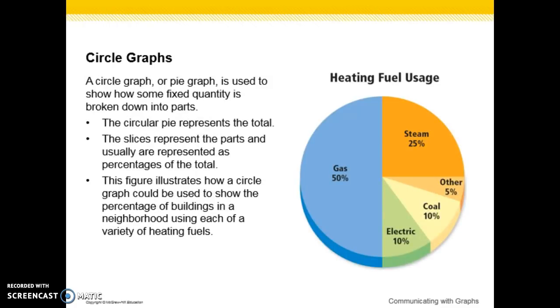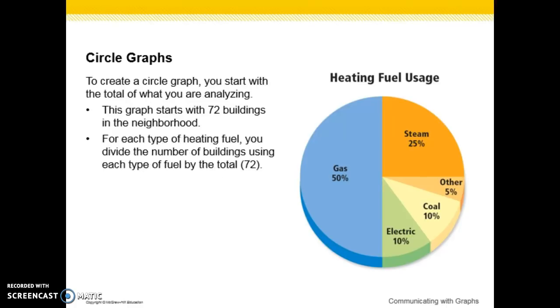Okay, circle graphs. It's a pie graph. Okay, we use this to show how some fixed quantity is broken down into parts. And notice that this pie represents a total. Okay, the slices represent the parts and are usually represented as percentages. This figure illustrates how a circle graph could be used to show the percentage of buildings in a neighborhood using each of the variety of fuels.